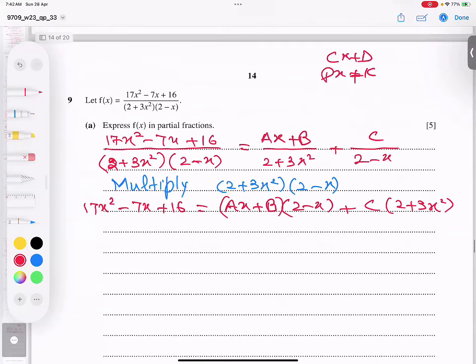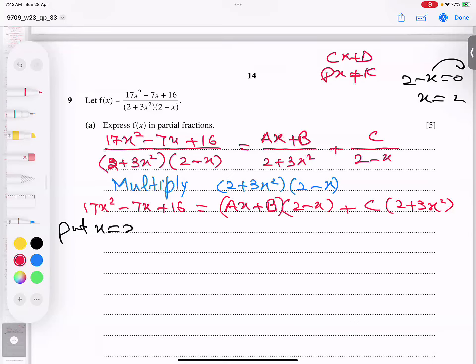And now what to do onwards? I will plug in one by one. So first of all, I will plug in this equal to 0. So 2 minus x equal to 0, x is equal to 2. So put it in the whole equation.